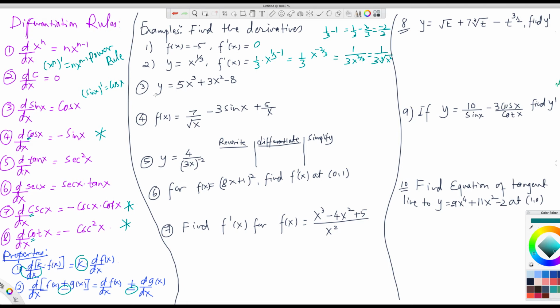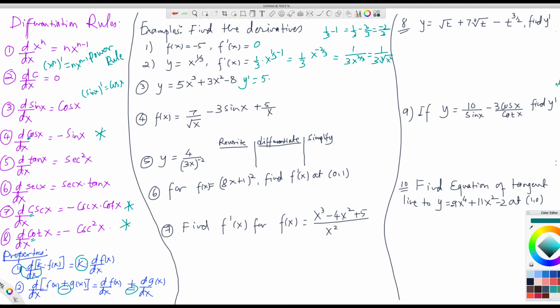Now in example 3, you have 3 different terms. So what you can do is find the derivative of the first term, the derivative of the second term, and the derivative of the third term separately. Okay, so let me write down y prime there. So y prime is the derivative of 5 times x cubed. It is the same as 5 times, what is the derivative of x cubed?